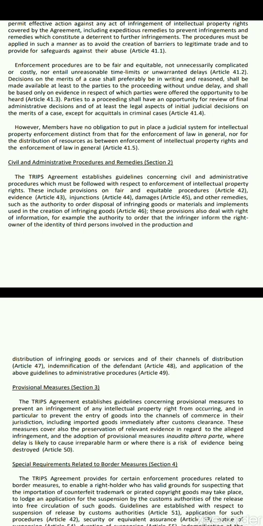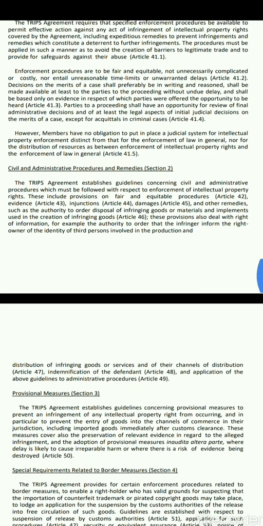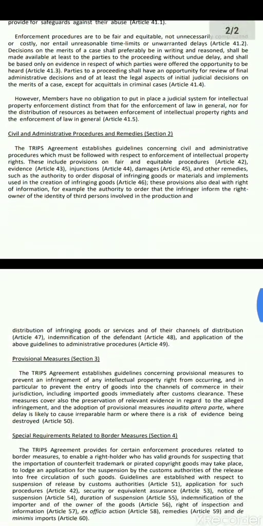Then the next one is Article 47, the right of information about the distribution of infringing goods or services and their channels of distribution. Article 48 is indemnification of the defendant. The final one is Article 49, the application of the above guidelines to administrative procedures. These are all covered in civil and administrative procedures and remedies in the enforcement of intellectual property rights.